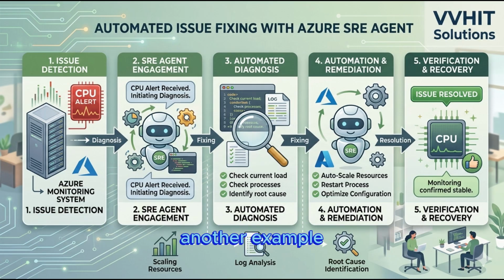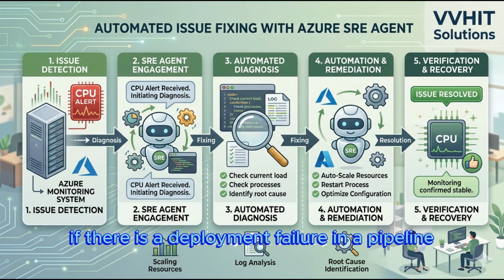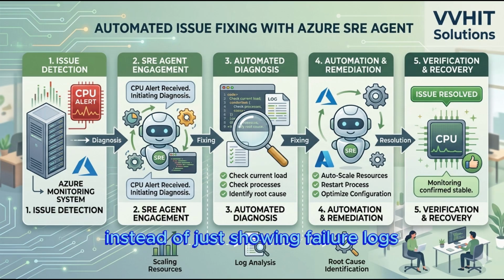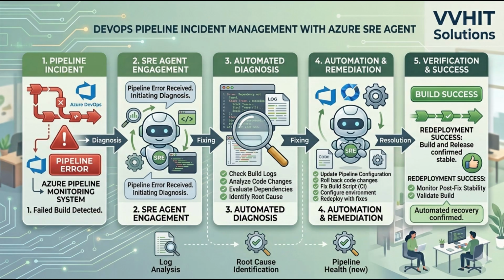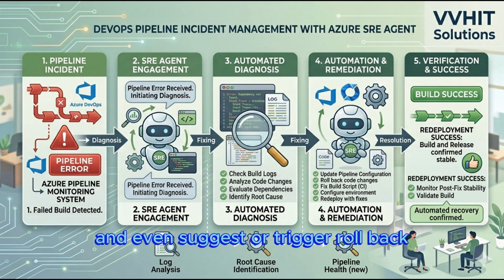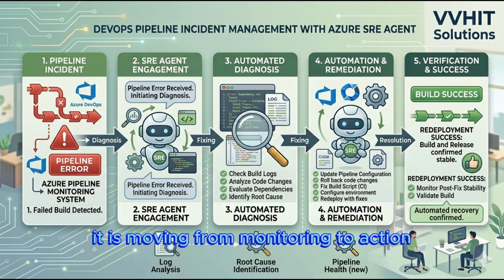services. Another example, if there is a deployment failure in a pipeline, instead of just showing failure logs, the agent can analyze logs, identify the issue, and even suggest or trigger rollback. It is moving from monitoring to action.